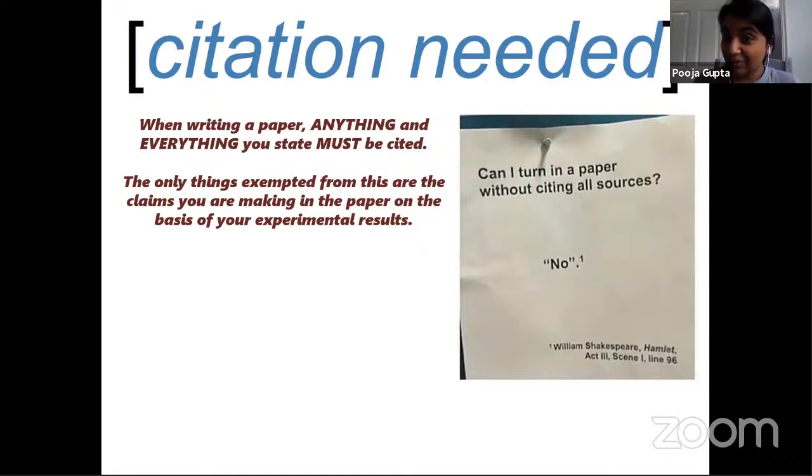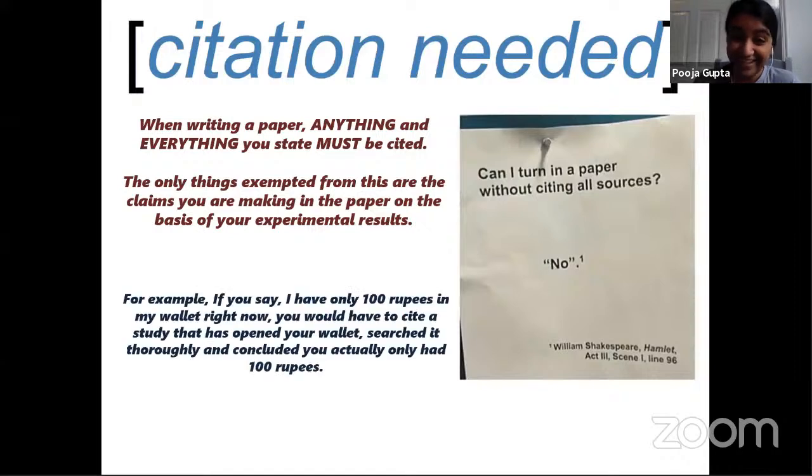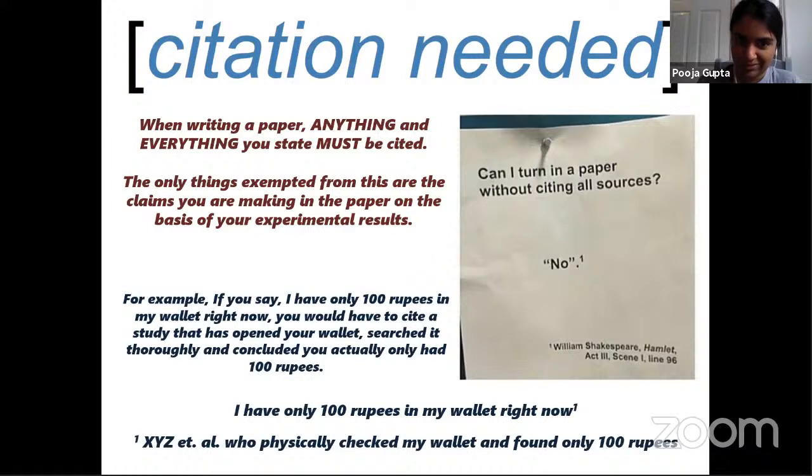Can I write a paper without citing all sources? No, you can't. So, for example, if you say, I have only 100 rupees in my wallet right now, you would have to cite a study that has opened your wallet, searched it thoroughly, and concluded that you actually only have 100 rupees. And that's how you would say, I have only 100 rupees in my wallet right now. So in scientific literature, the only way you can know for sure that something is reliable is by citing it and by associating what you've said to a study that empirically, experimentally shows or validates your claim, right?